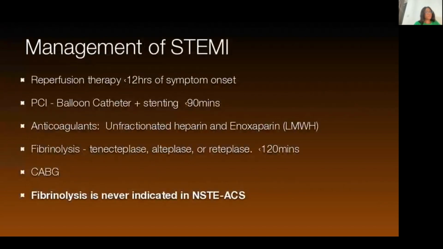So what is the goal of treating ACS? Reperfusion is the goal when you're treating ACS, basically. You want to restore blood flow to that ischemic tissue, okay?